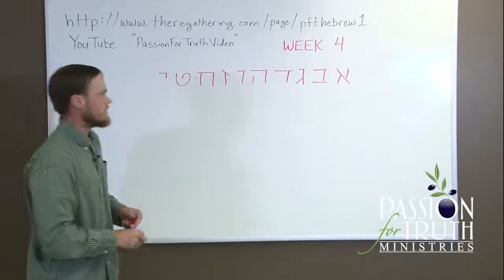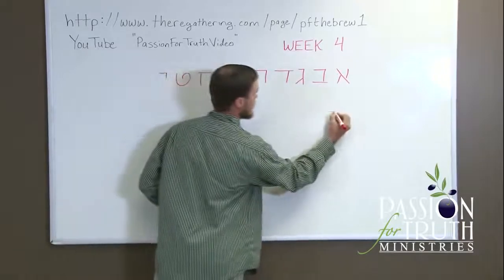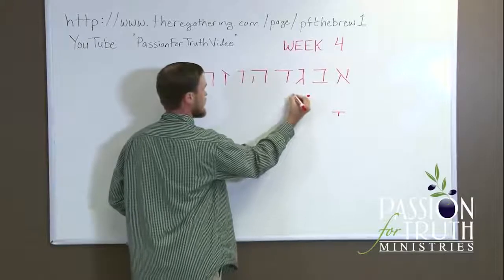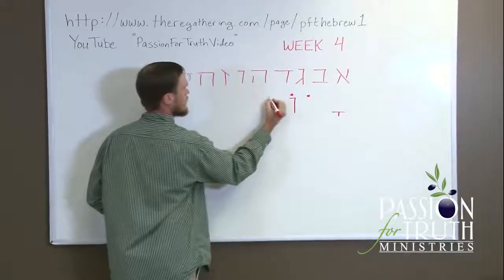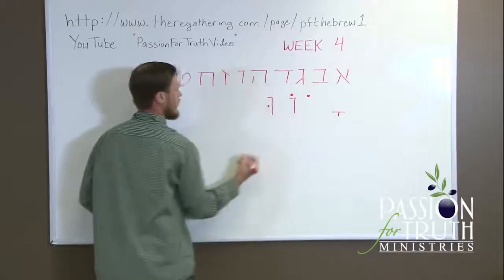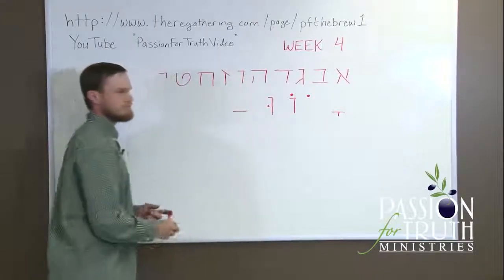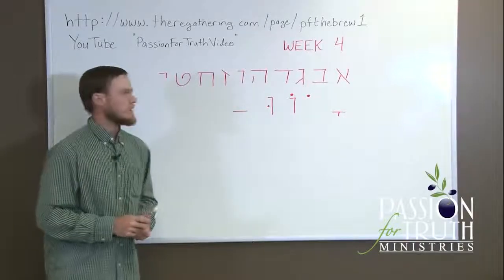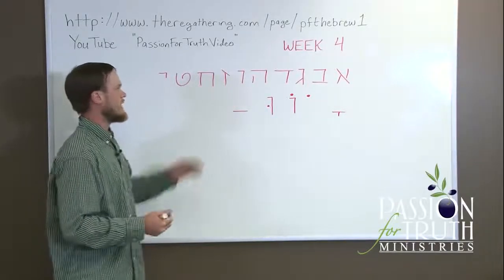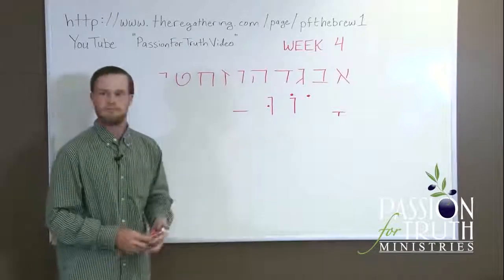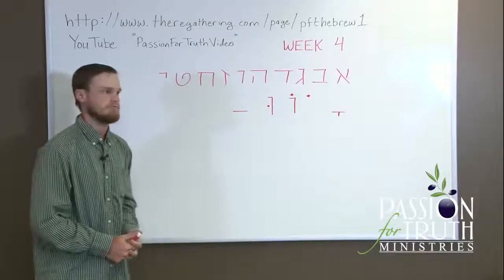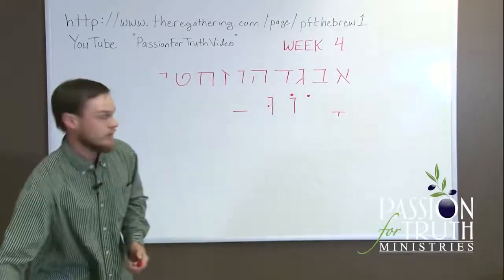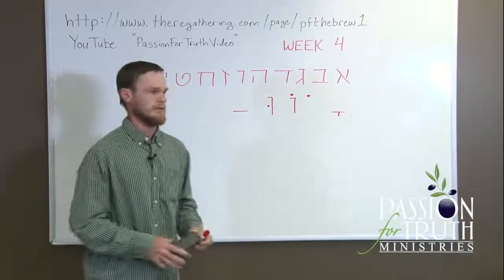And we've also covered several vowel sounds: the komets, the cholam, which can also be written with a vav, the shuruk, and the patach. Is there anything, any questions anybody had about any of these letters or vowel sounds? Okay, that's a good sign that probably people online understand it too.